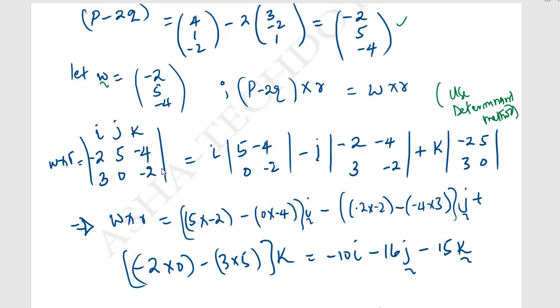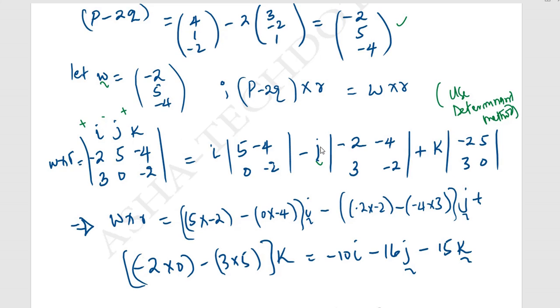I put them here. Remember, I take a plus, a minus, a plus. So you have to be consistent with these signs. The sign convention is plus, minus, plus. So this is plus i times the determinant of 5, negative 4, 0, negative 2. Then minus j; for the j, I make a horizontal line here and a vertical line. Wherever those lines are passing, those contents are going to be out.